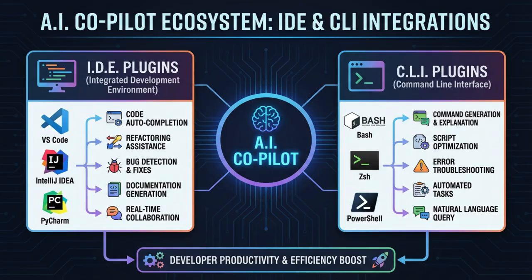An IDE plugin, like GitHub Copilot, lives in your code editor. It scans your code in real time. If you type a hard-coded password, it warns you before you even hit save. A CLI plugin lives in your terminal. If you forget the syntax for a complex Nmap scan, you just ask the AI and it writes the secure command for you. But here is the critical new term for the exam.